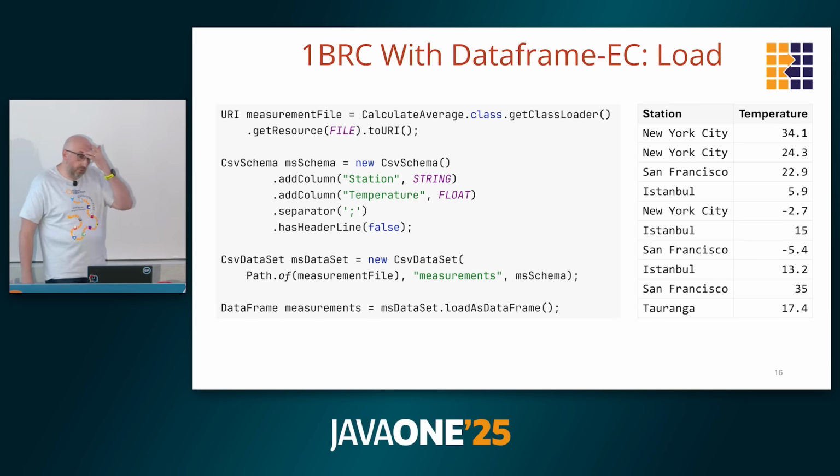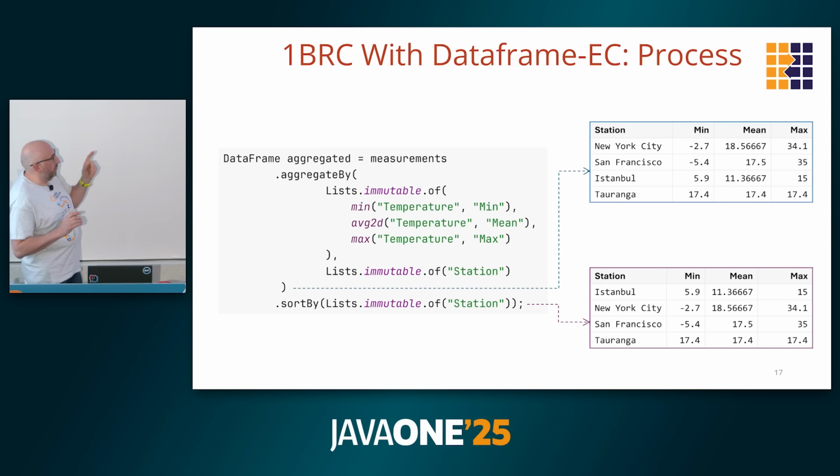Aggregation is also pretty straightforward. The aggregate function takes two parameters. The first is the list of aggregation functions, aggregators, and they specify the column to aggregate and the name of the result column. The second parameter is a list of columns to group by. And then you sort. I just want to spend a few seconds on this immutable business.